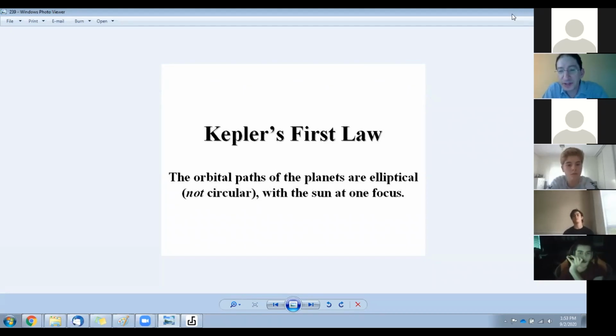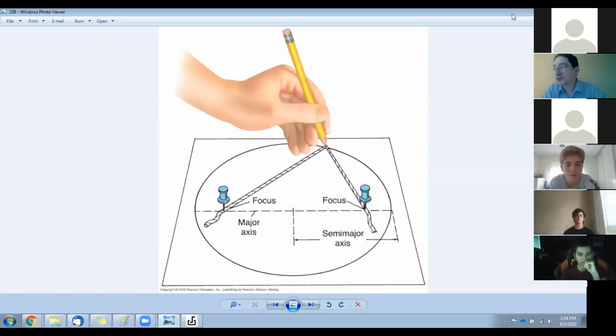So Kepler's first law: the orbital paths of the planets are elliptical, not circular, with the sun at one focus. So we have to define a few terms. First, what is an ellipse? How do you draw an ellipse?